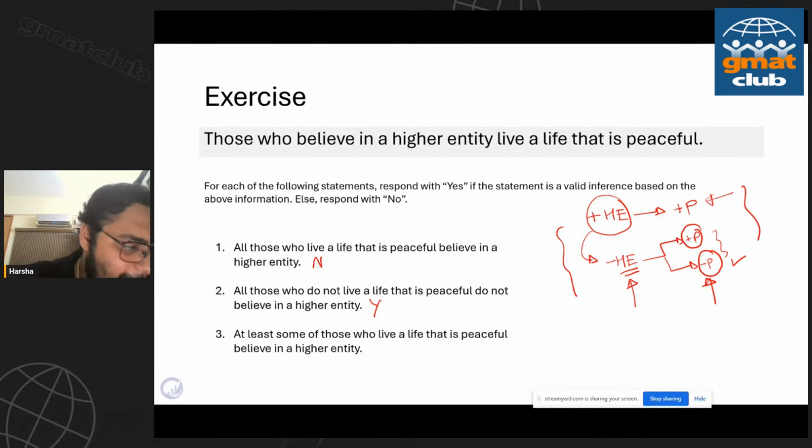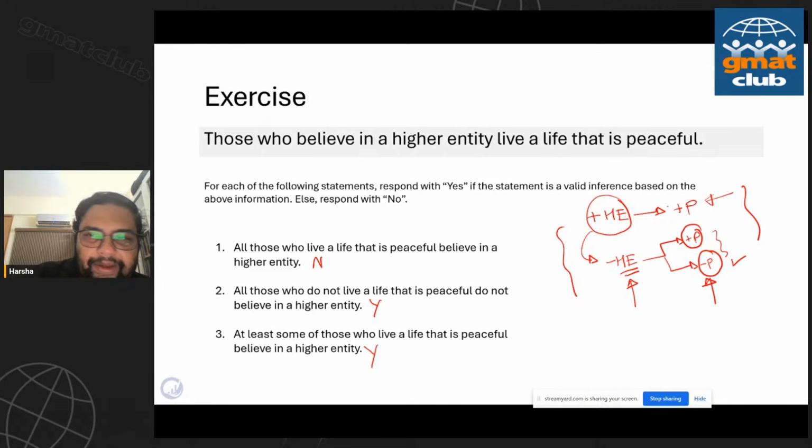Ways to visualize. The same way you visualize overlapping sets using those 2 by 2 tables, the same way you use tree diagrams and all. A similar way to think about it. I think most of you are right here. At least some of those who live a life that is peaceful believe in a higher entity. By the way, this is a yes, and I'm happy most of you got that.